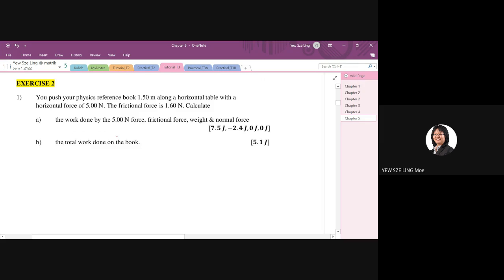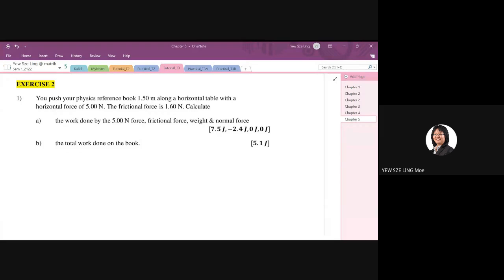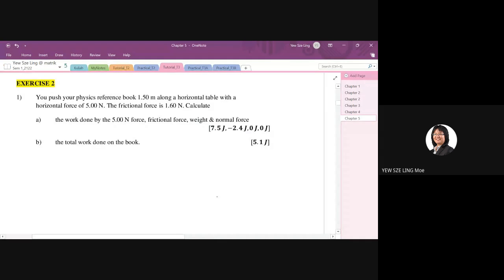It is always a good idea to draw a free body diagram, like what we have been doing in a previous chapter, because you need to identify how many forces are acting on the object, in order to determine the work done by each component of the force. Or you can use your free body diagram to calculate the resultant force first before you calculate the total work done. Therefore, the free body diagram also plays a very important role in this chapter.